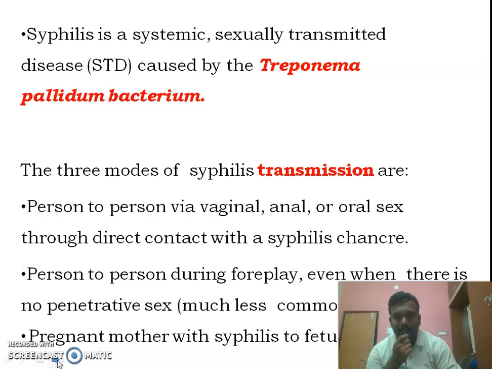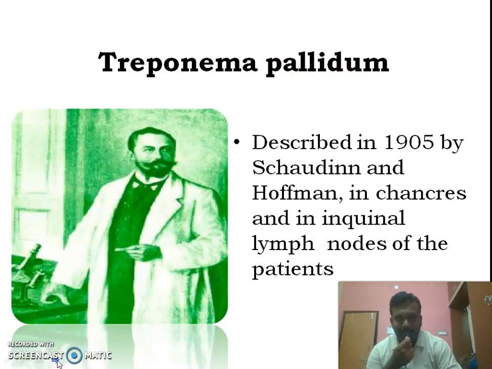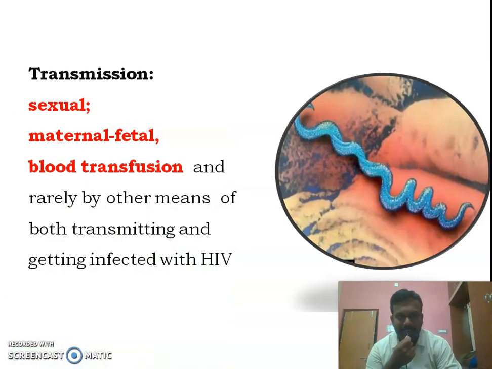One is person to person via vaginal, anal, or oral sex through direct contact with a syphilis canker, another is person to person during foreplay even when there is no penetrative sex, and the third is from a pregnant mother to a fetus, if the pregnant mother is suffering from syphilis. Treponema pallidum, this spirochete, was identified by Schaudinn and Hoffmann in 1905 in cankers and in inguinal lymph nodes of patients suffering from syphilis symptoms.